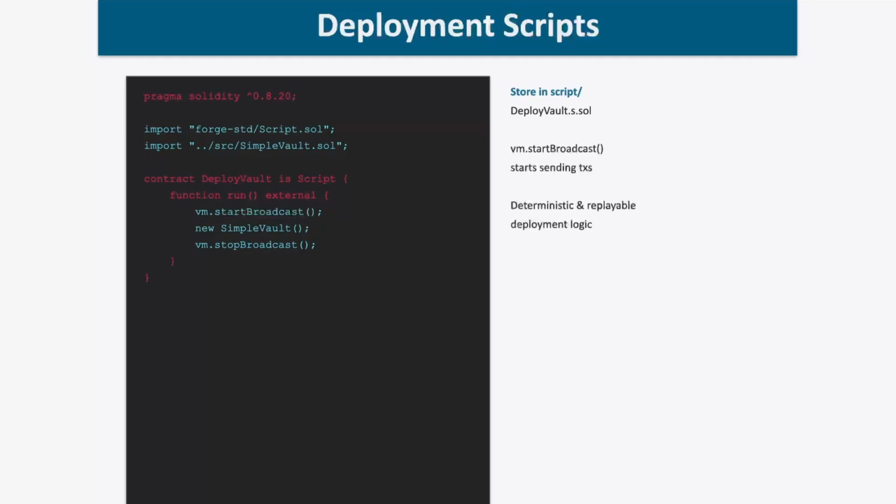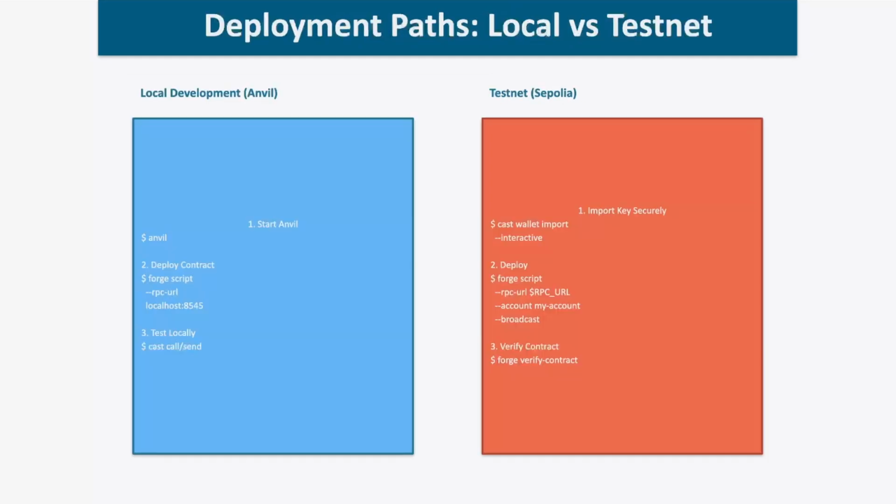If your contract takes constructor arguments, the script passes arguments exactly as needed. In production scripts, you log the deployed address. This is critical for record keeping. You need to know where your contract was deployed. Deployment scripts are how professionals deploy, not ad hoc commands, not clicking buttons. Reproducible, version-controlled code. There are two deployment paths, local development and testnet.